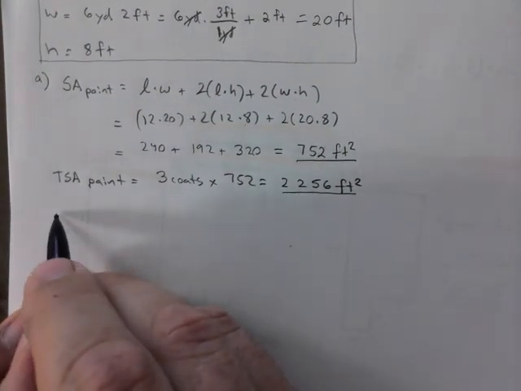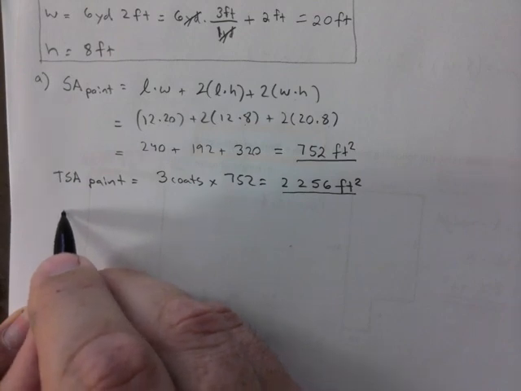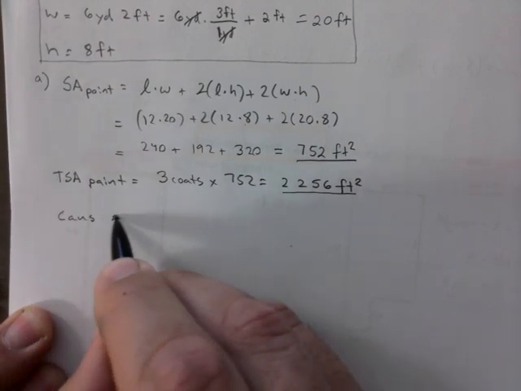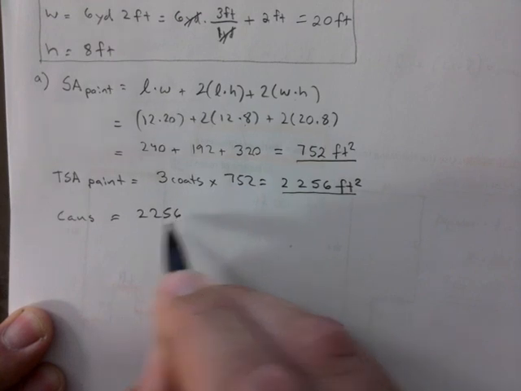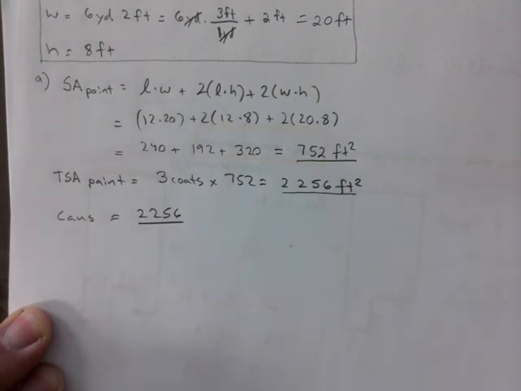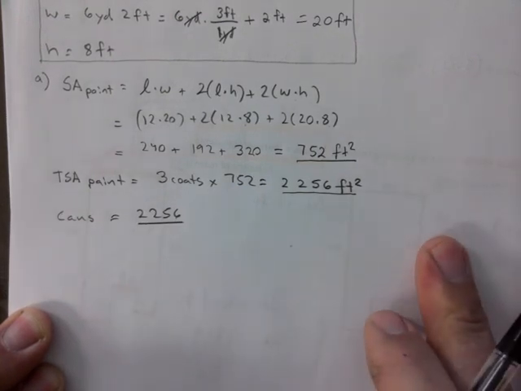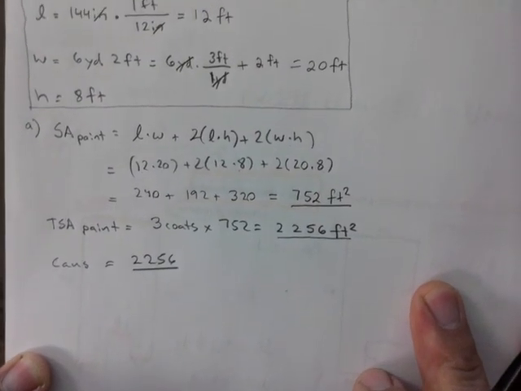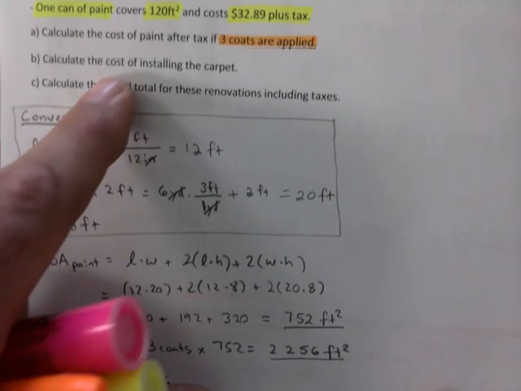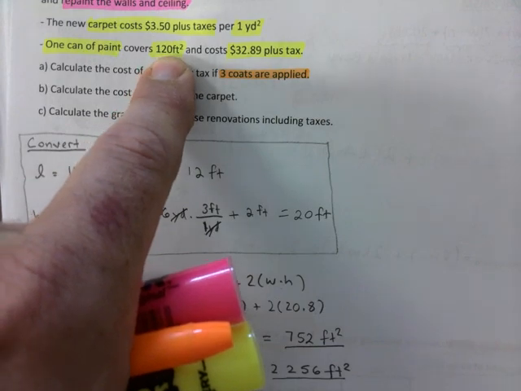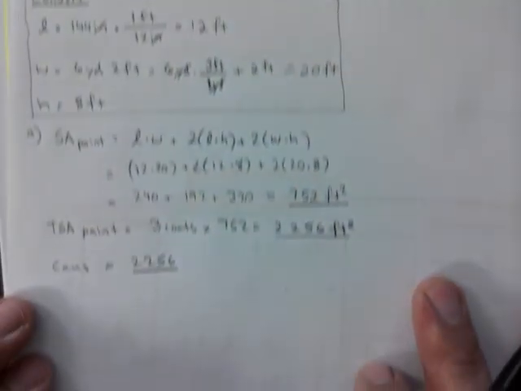Now I need cans. Cans would be 2,256 divided by, what would I divide it by? How much does 1 can cover? It's right up here. 1 can covers 120 square feet.